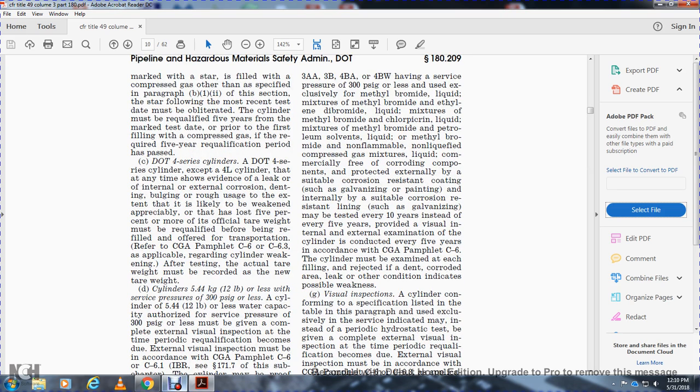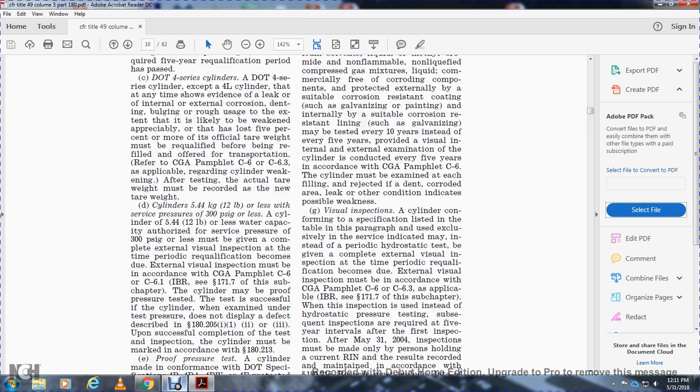DOT 4 series cylinders, except 4L cylinders, that at any time show evidence of leakage, internal or external corrosion, denting, bulging, or rough usage to the extent that they are likely to be weak, or that have an appreciable loss of 5% or more of the official tare weight, must be requalified before being filled with compressed gas for transportation, as applicable regarding cylinder weakness. After the testing, the actual tare weight must be recorded as the new tare weight.